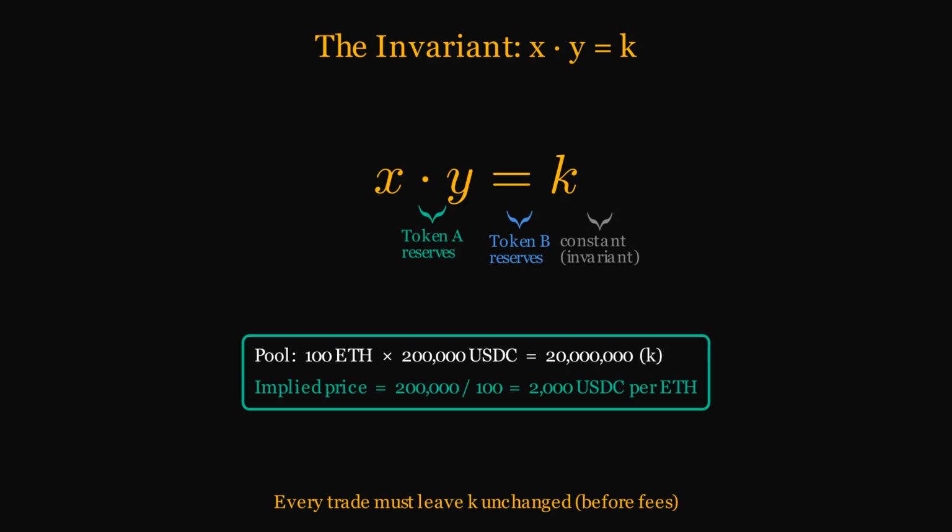Concrete example: 100 ETH and 200,000 USDC gives K equals 20 million. The implied ETH price is 200,000 divided by 100, 2,000 USDC per ETH. No order book. No market maker. Just math enforcing the invariant.